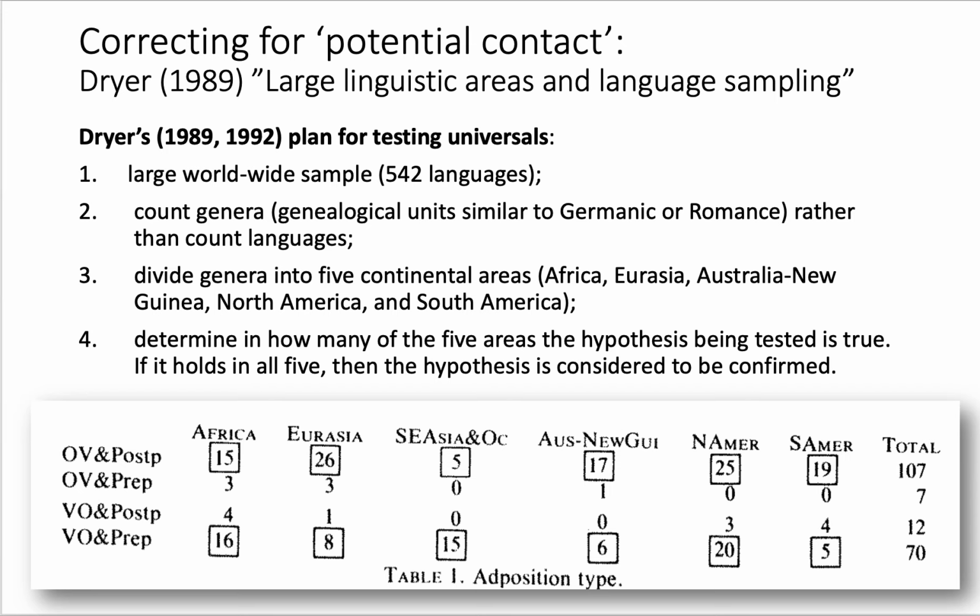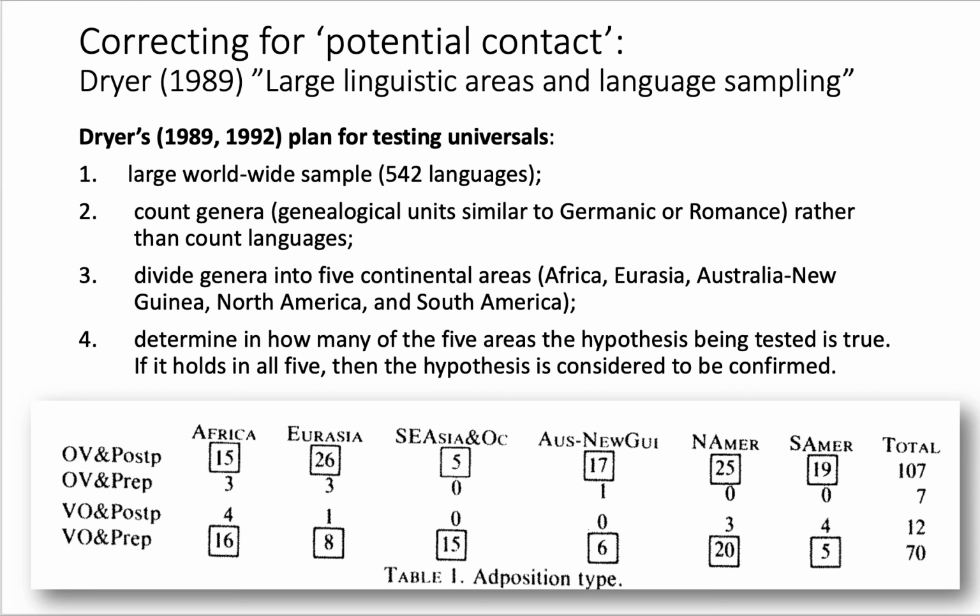A prime work on that is by Dryer. He had a plan for testing universals that was rooted in the idea that there are large linguistic areas that are somehow convergent zones, and these correlate with the continents. So what he did was to have a very large worldwide sample, and in order to deal with the genealogical basis, he said, let's not count languages, let's count genera. These are genealogical units similar to Germanic, which is the ancestor of, for example, Scandinavian languages, German, Dutch, and English, or Romance, which is the branch of Indo-European where French and Italian and Spanish belong. So he's going up in the family in terms of genealogical affiliation.